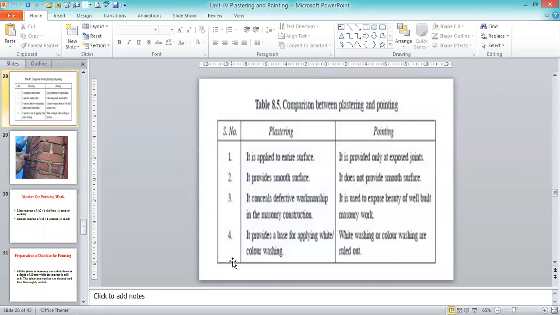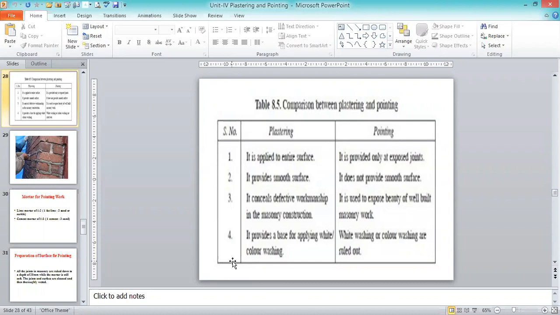Plastering provides a smooth surface. Pointing does not provide a smooth surface because it is masonry. Our duty or our aim is to fill the joints itself. But in the case of plastering, the entire surface is done, and we achieve smoothness of the surface after the plastering work is completed.